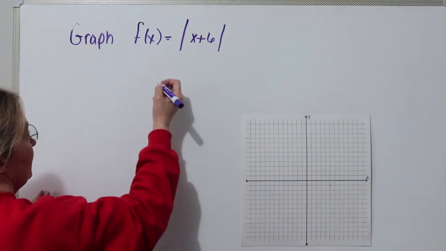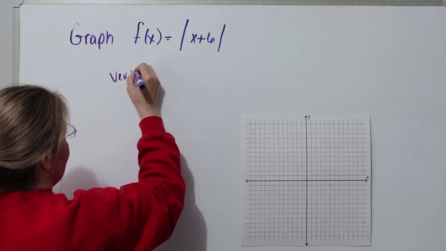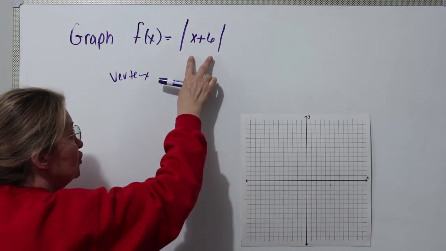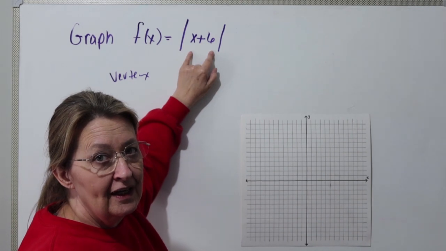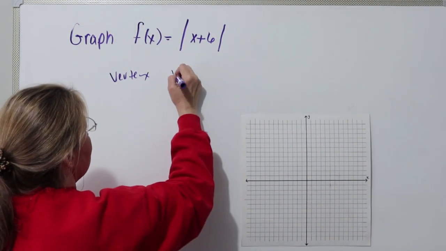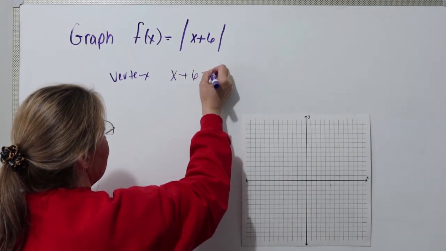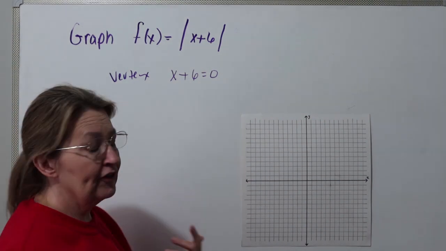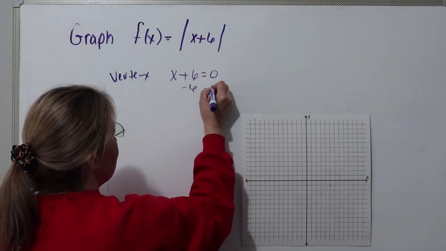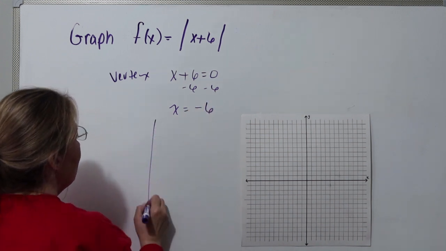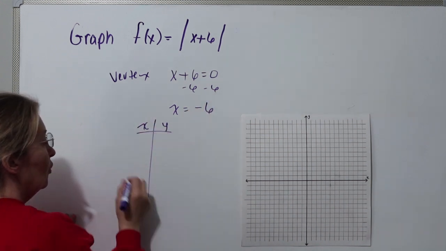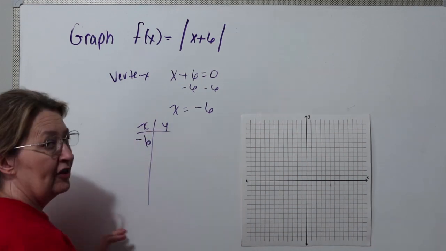To find your vertex, you're going to take just what is inside the absolute value and you're going to set that equal to 0. So I'm going to say x plus 6 is equal to 0, and I'm going to solve for x. Subtract 6 from each side, so x is equal to negative 6. Now that is the x coordinate of my vertex.